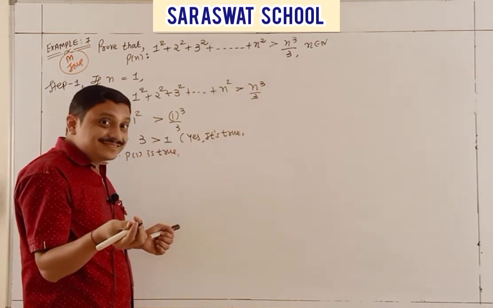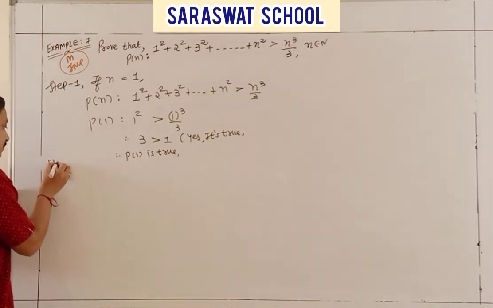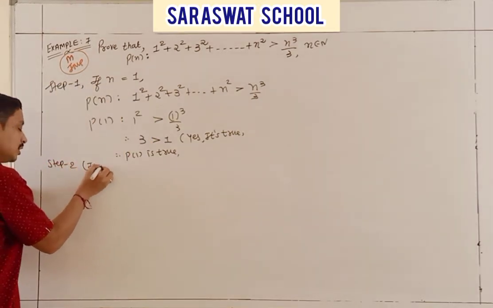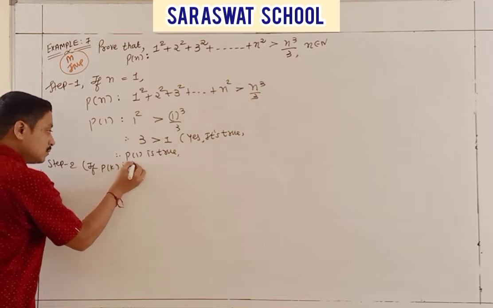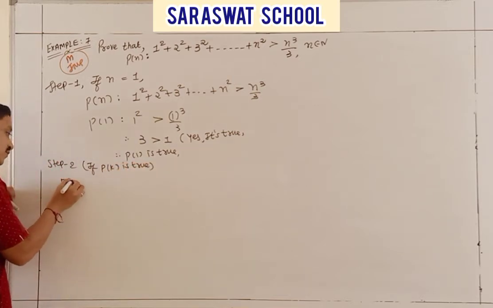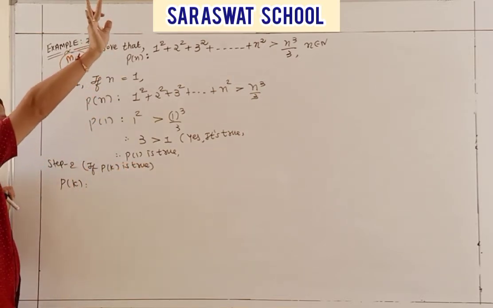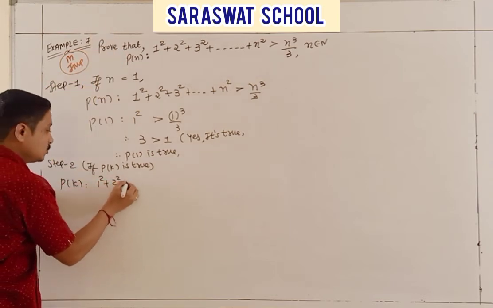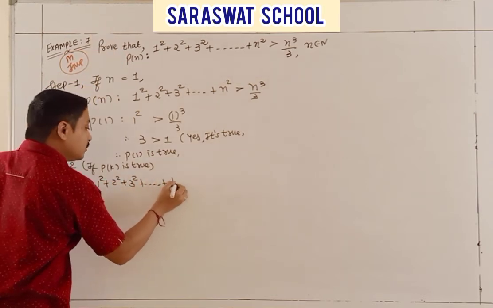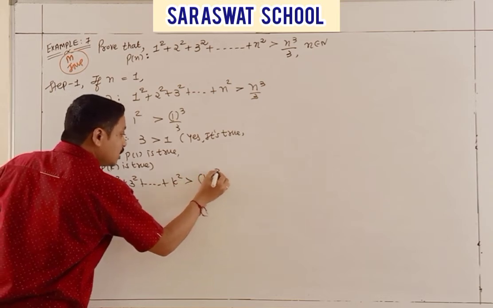Happily done. Now step 2. What is step 2? If P(k) is true. So what is the P of k? Same as written down: 1 square, 2 square, 3 square, up to k square is greater than k cube by 3.